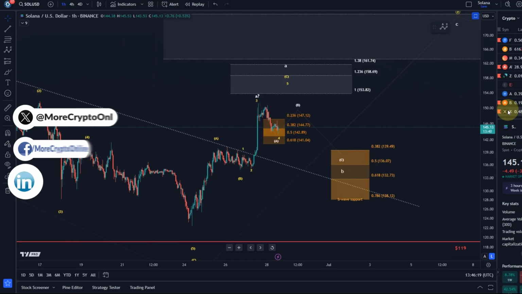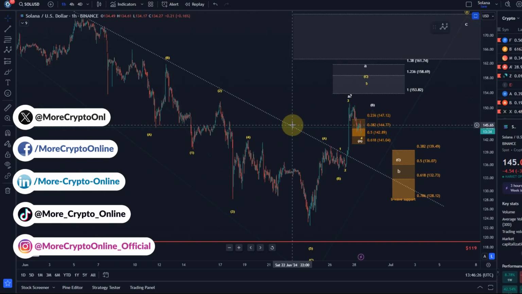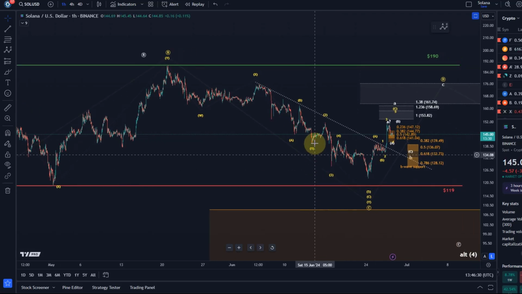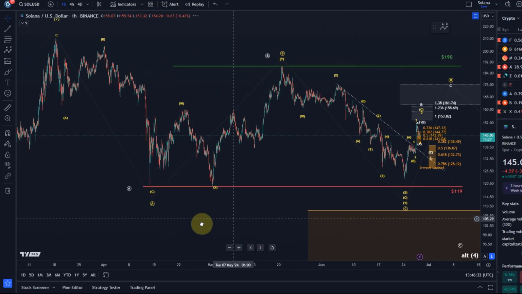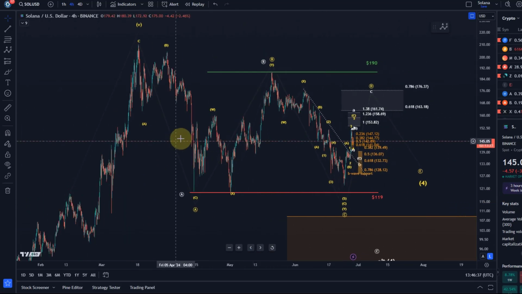The Solana chart is still holding support, the micro support area I mentioned in yesterday's updates. Quick reminder here, what are we dealing with? We are dealing with this overall Elliott wave triangle pattern here. The idea is still that we're in a fourth wave.